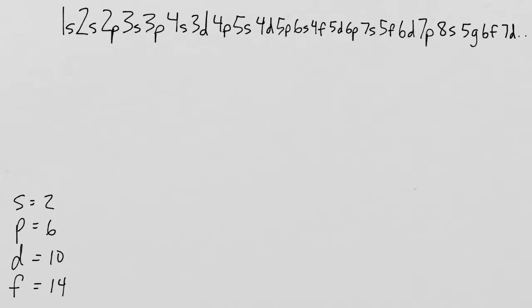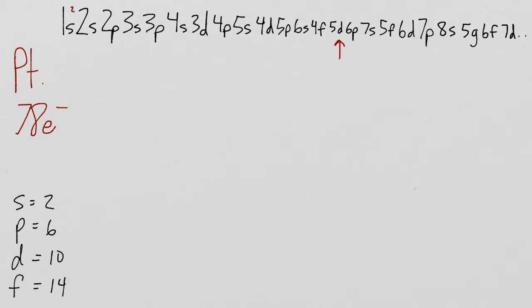Alright, I think we're up for a challenge. Let's do platinum. Platinum has 78 electrons. Now platinum is going to be in the 6th row. It's a transition element. That means it's going to be after 6s, but before 6p. And so our final electrons will be ending up there. So let me go ahead and just start filling in all these electrons.